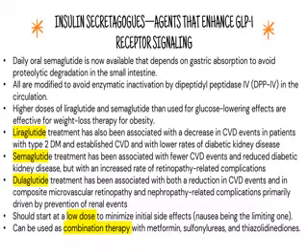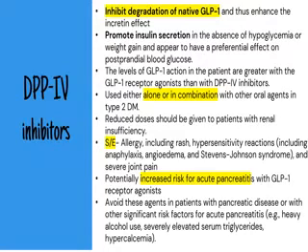Should start at a low dose to minimize initial side effects, nausea being the limiting one. Can be used as combination therapy with metformin, sulfonylurea, and thiazolidinediones. Coming to DPP-4 inhibitors, they inhibit the degradation of native GLP-1 and thus enhance the incretin effect. They promote insulin secretion in the absence of hypoglycemia or weight gain and appear to have a preferential effect on postprandial glucose. Levels of GLP-1 action in the patient are greater with the GLP-1 receptor agonist than with DPP-4 inhibitors. So they are used either alone or in combination with other agents.